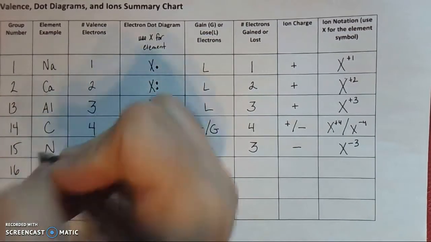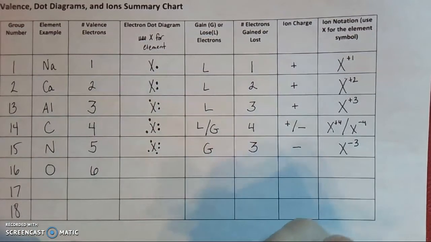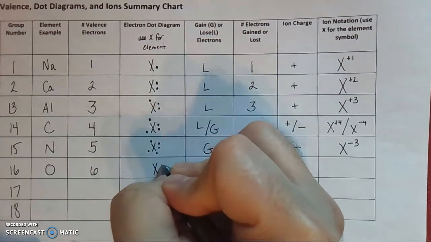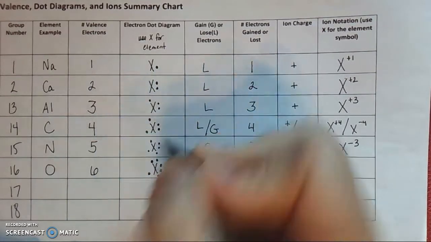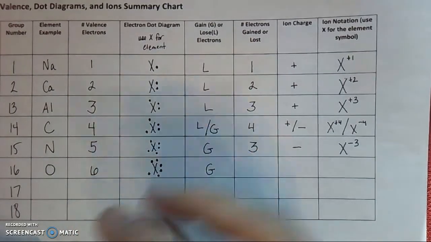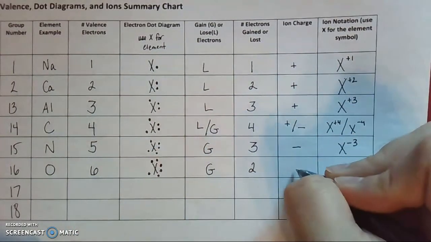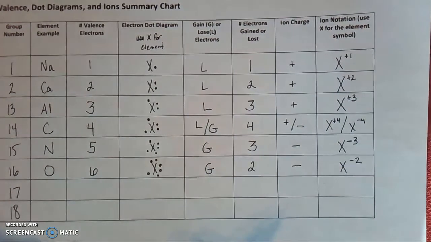Oxygen is a good example for group 16. It has 6 valence electrons, so it has 6 dots in its dot diagram. So 3, 4, 5, 6. It wants 8 and has 6, so if it gains, it needs to gain 2 and becomes -2 in charge.